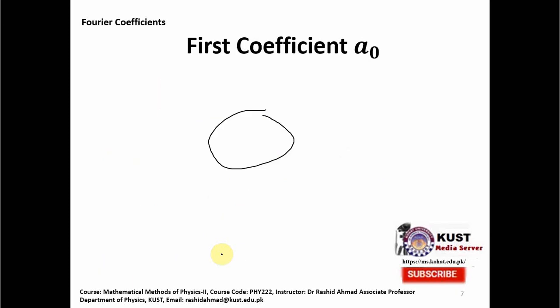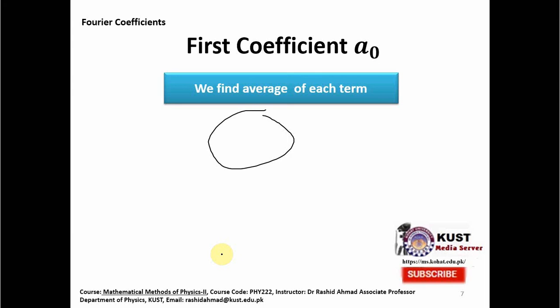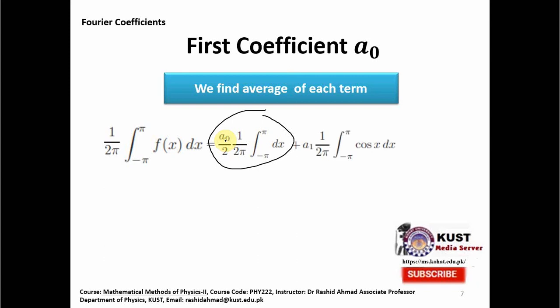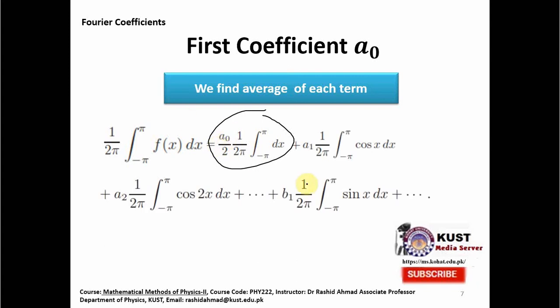So first we start with the first coefficient, a naught. We expand the function, and after this whole expansion we want to find the average value of each term: the first term, second and third, each term. The interesting thing is that if you calculate the average value of all these terms, then only the first term survives, that is encircled, and all other terms are equal to 0.